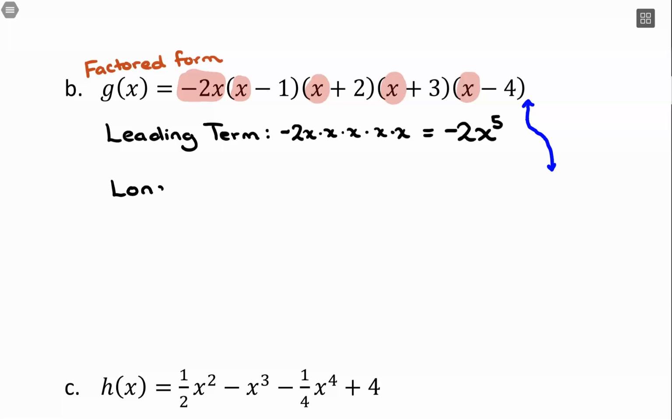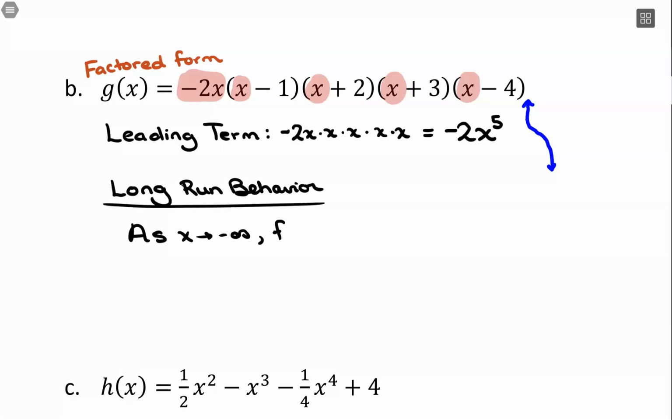So to answer the long run behavior, what we'll have is as x goes to negative infinity, f of x goes to, and so as we move to the left here, as we go in this direction to the left-hand side, our function is going up and up and up towards positive infinity. And as x goes to the right, towards positive infinity, f of x is going to be going in a downward direction, which means that's going towards negative infinity.